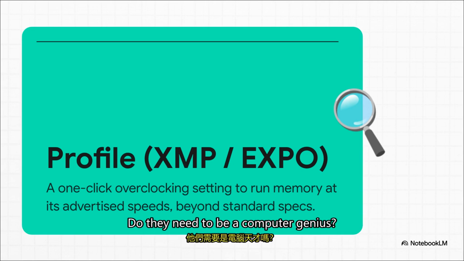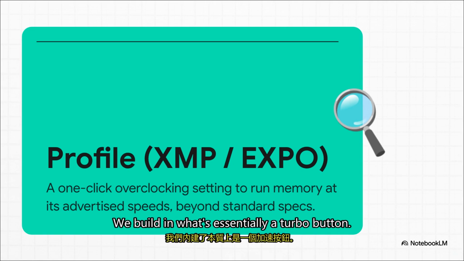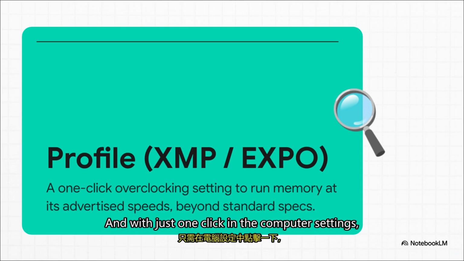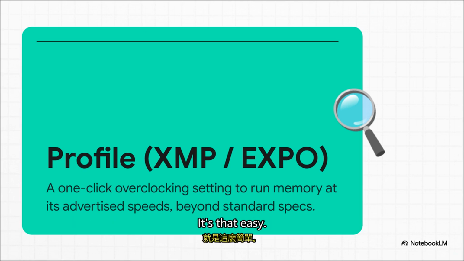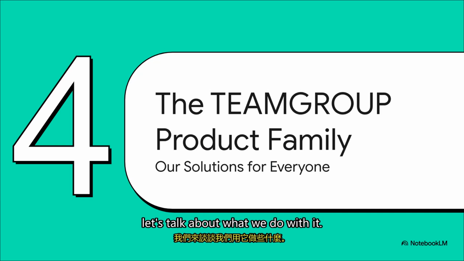So we make this incredibly fast memory, but you might be wondering, how does a regular person actually use that speed? Do they need to be a computer genius? Nope. We make it super simple. We build in what's essentially a turbo button. It's a pre-saved profile called XMP for Intel systems or EXPO for AMD. And with just one click in the computer settings, users can instantly unlock the full advertised speed they paid for. It's that easy.